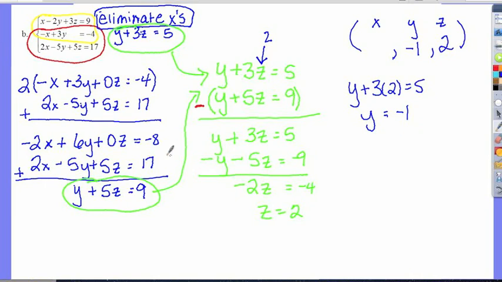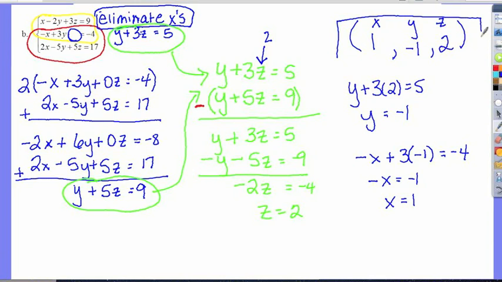Now you need to go back into one of your original equations to find out what x is. Go plug it back in somewhere and find out what x is. I'm going to plug it back into this little short one right here. Negative x plus 3, I don't even need to plug in the z right there because there's no z, times -1 equals -4. So negative x equals -1, x equals positive 1. And there's your ordered triple, your x, y, and your z. 1, -1, and 2.